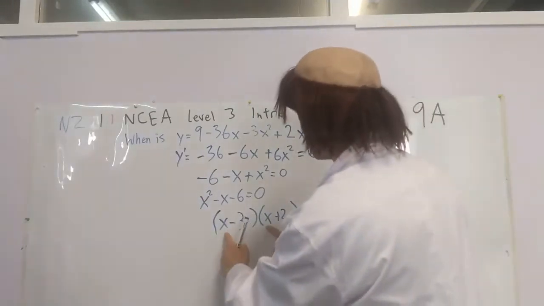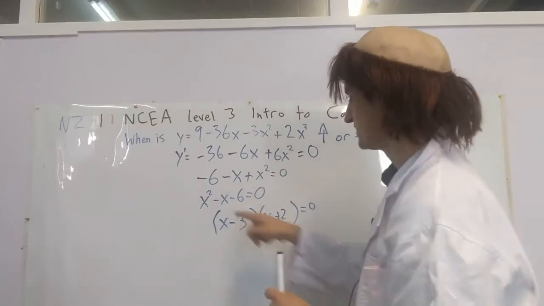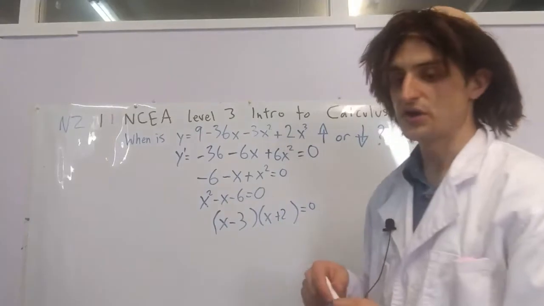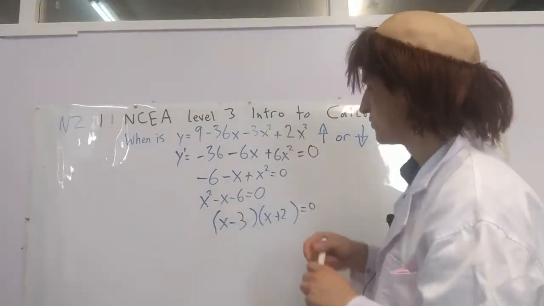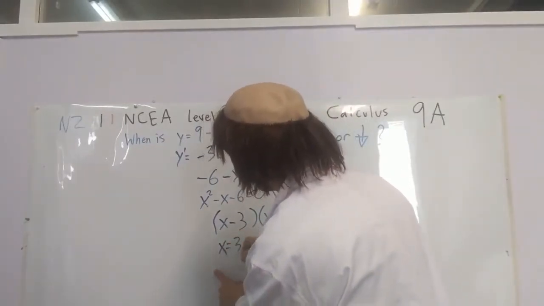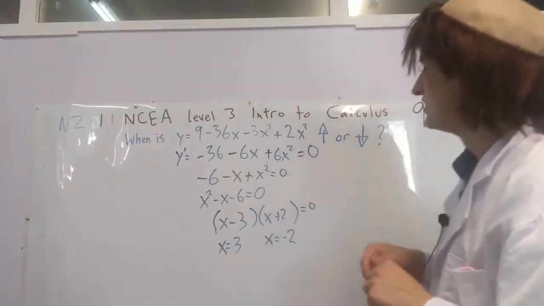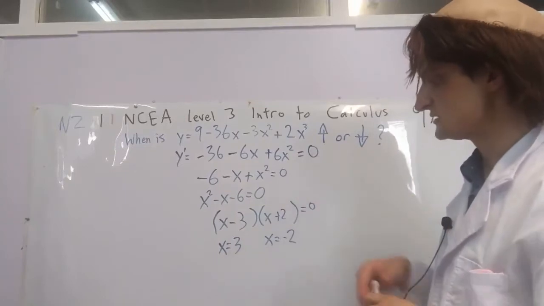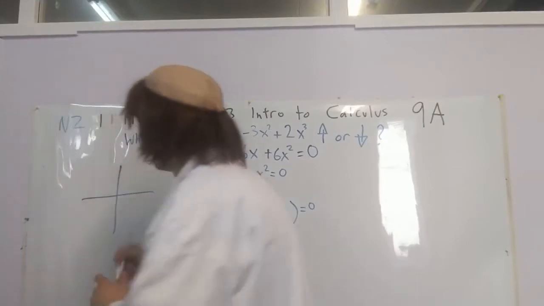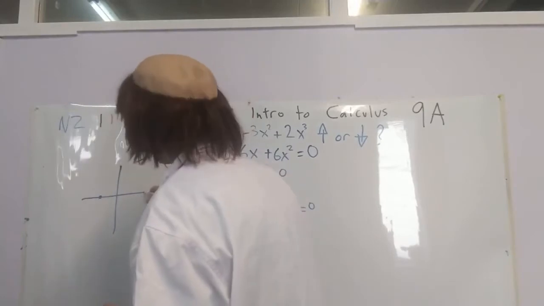As you can see, x times x equals x squared. Negative 3x plus 2x equals negative x. Negative 3 times 2 equals negative 6. So we know the 2 points on the curve where it's flat. That would be at x equals 3 and at x equals negative 2. So the only thing we have to figure out now is in which general direction it goes. So I'll just kind of draw it right here. We have our negative 2 and our positive 3.